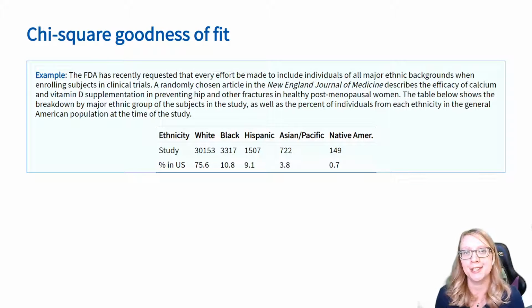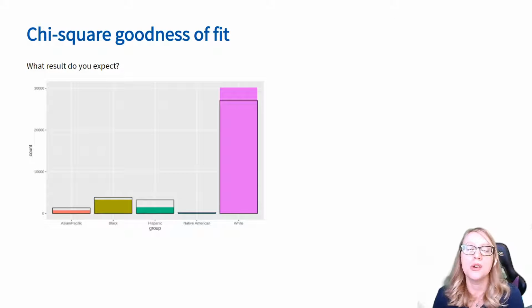So here is the question. Do the proportions enrolled in the study match with the background in the U.S. at the time? So again, here is a bar plot with those proportions drawn on in empty boxes. So if the null hypothesis is satisfied and if this is a reasonable model, we would expect the boxes to all be roughly filled in.